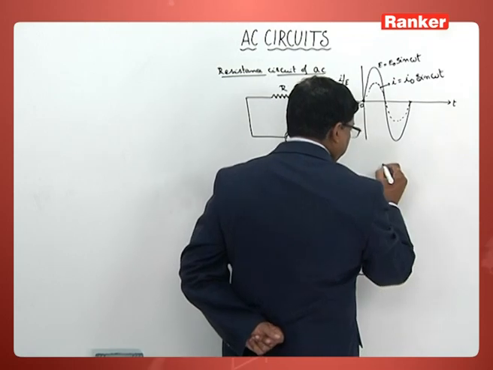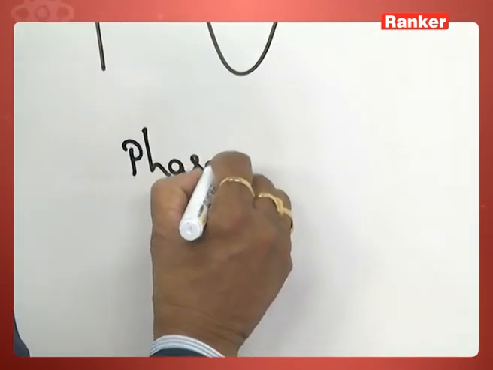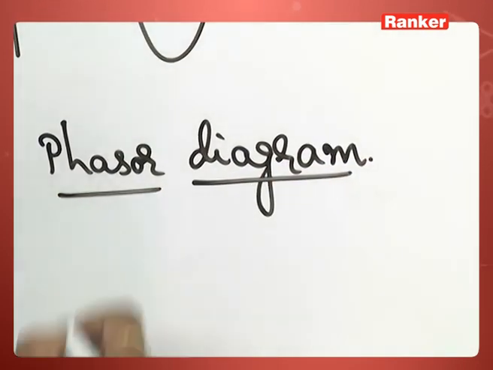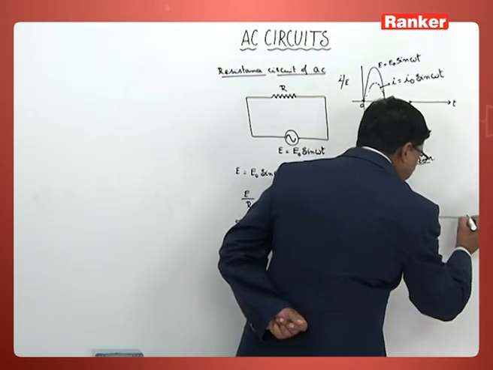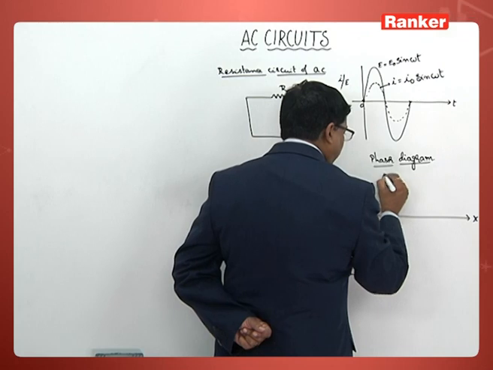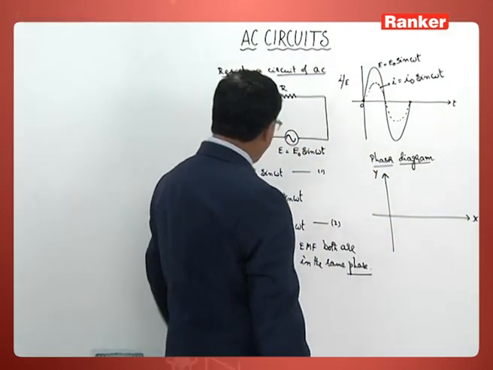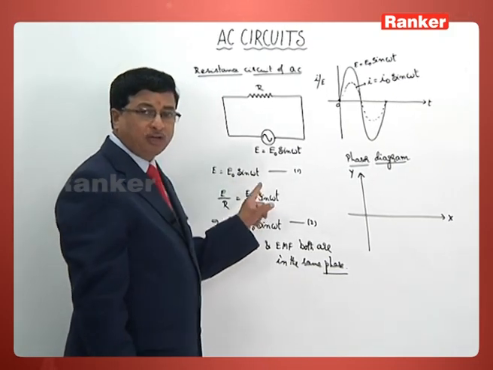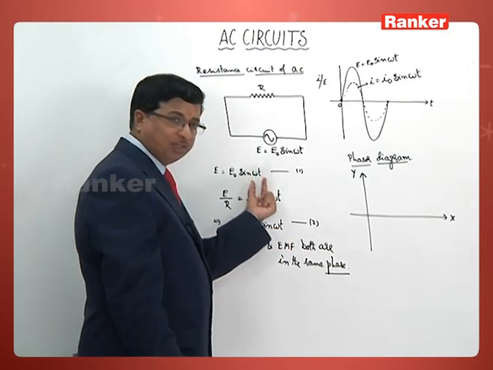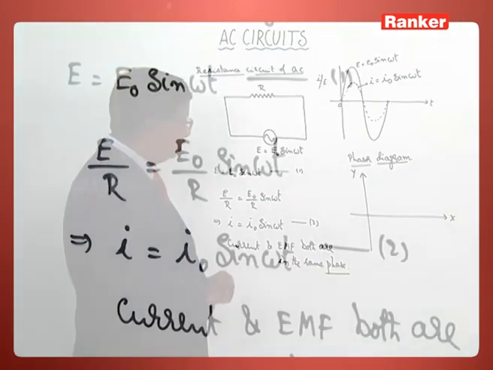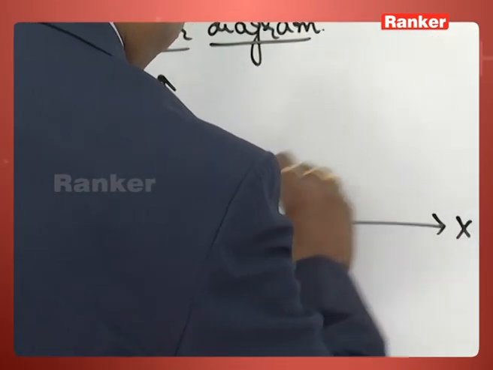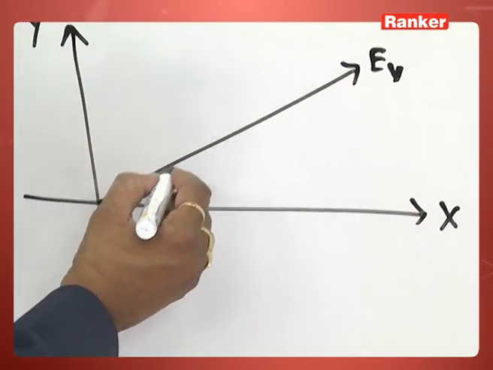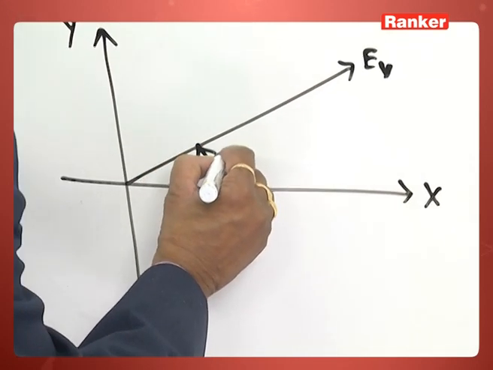The same structure in terms of a phasor diagram we can represent in a different manner. Now let us consider this one as the x-axis and this as the y-axis. I just consider the first equation first. E is equal to E naught sin omega t. The phase in this equation is omega t. So I now can write the virtual value of E is going to be like this, and this angle is going to be omega t.